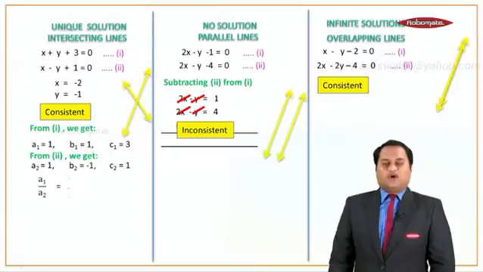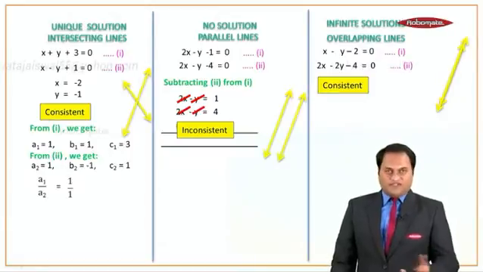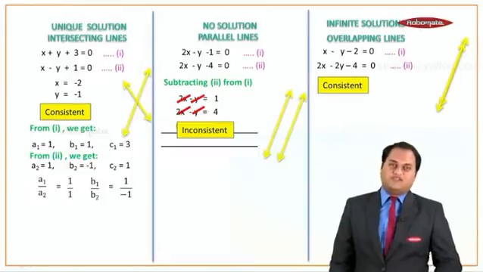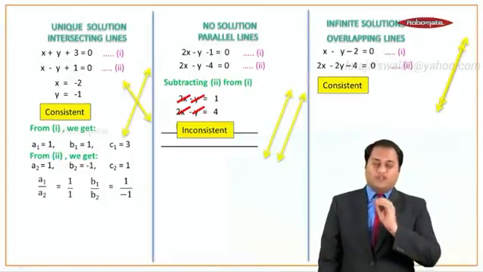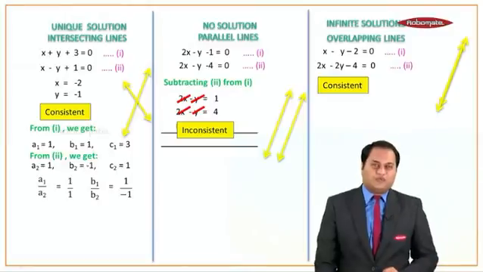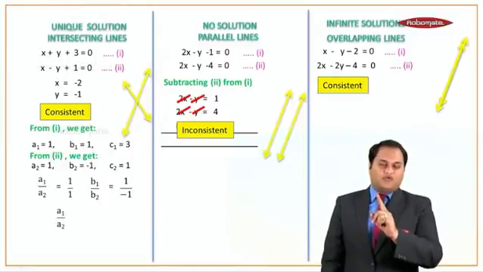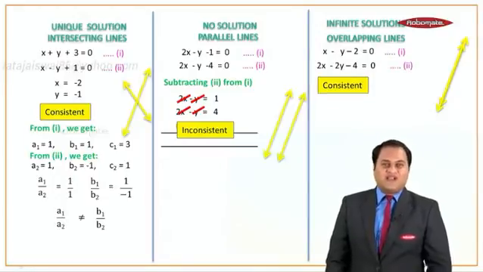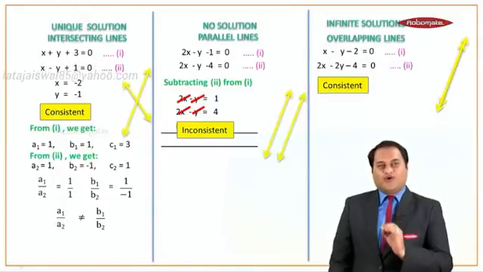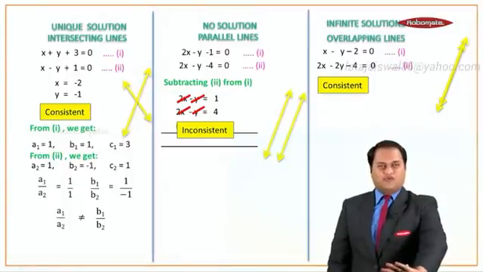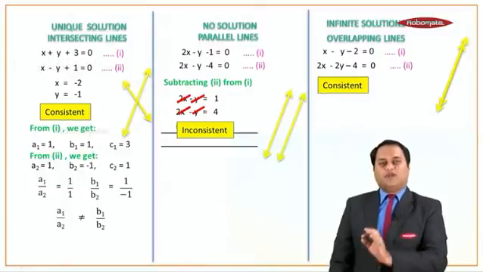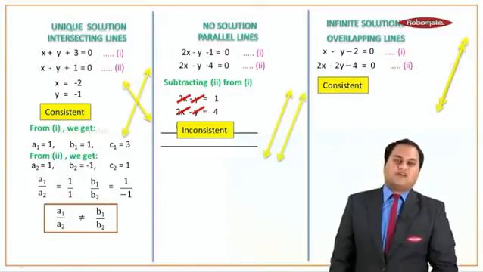a1 upon a2 is 1 upon 1, which is 1. b1 upon b2 is 1 upon minus 1, which is minus 1. What do you observe in a1 upon a2 and b1 upon b2? a1 upon a2 is definitely not equal to b1 upon b2. And when a1 upon a2 is not equal to b1 upon b2, whatever is c1 upon c2, we don't consider. Whenever a1 upon a2 is not equal to b1 upon b2, we conclude that the equations have got a unique solution.